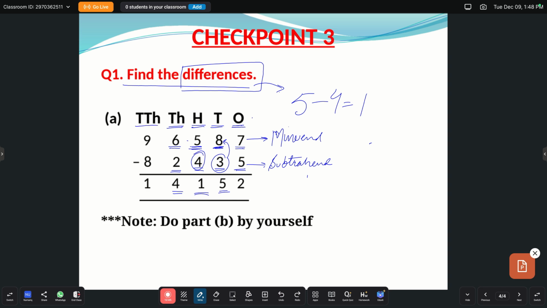Very good. Now, moving to 10,000s column. Here, the minuend is 9 and subtrahend is 8. What is 9 minus 8? It is 1. Yes. After subtracting 82,435 from 96,587, we got the difference as 14,152. You will do part B by yourself.